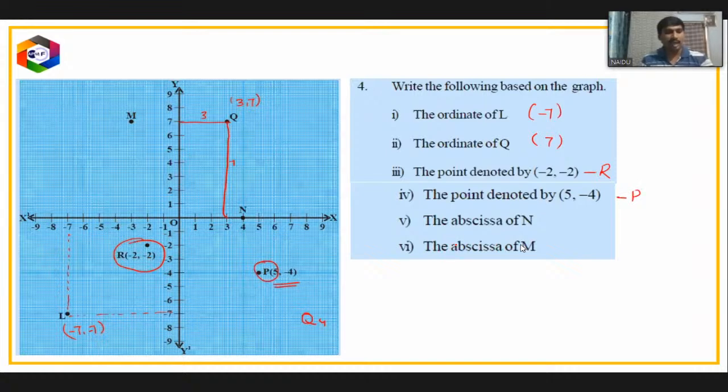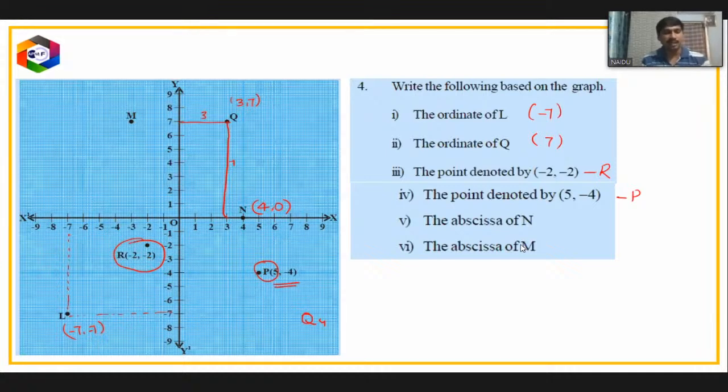Now the abscissa. What is the abscissa of N? Abscissa means x coordinate, first coordinate. N, let us observe that. What is N here? Here it is. Observe, it is on the x-axis. From the y-axis it is 4 units. So the horizontal distance is 4 and there is no vertical distance. So the vertical distance is 0 on the x-axis. So the point is 4 comma 0.